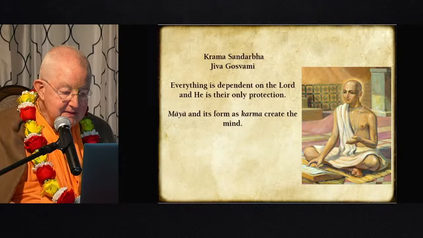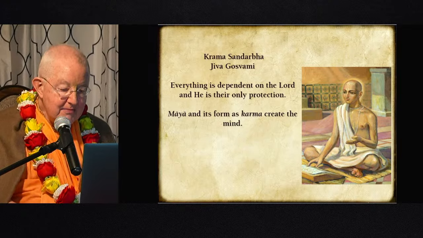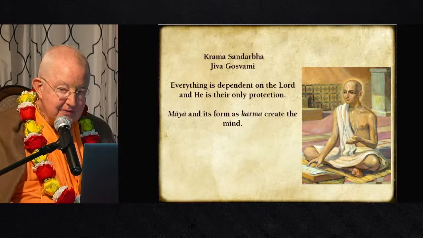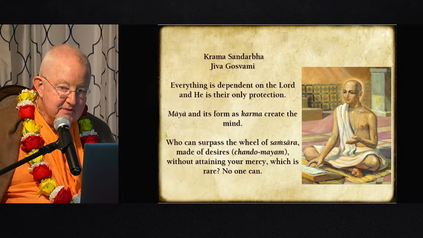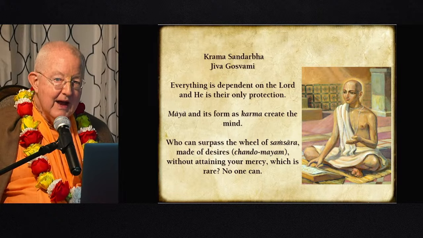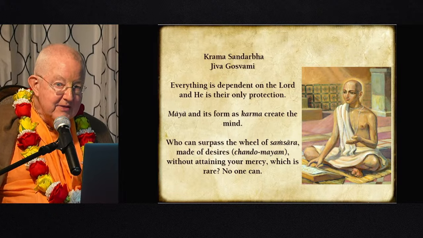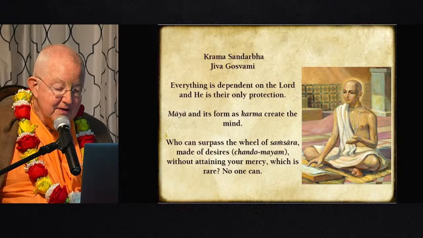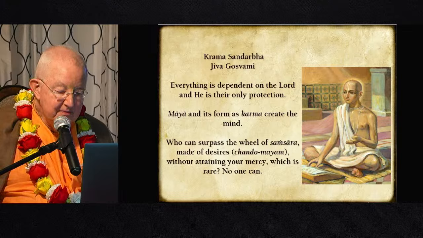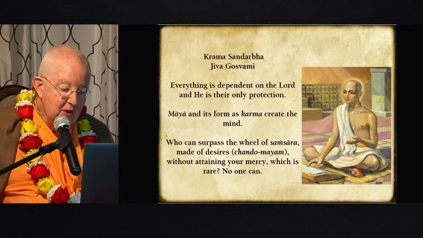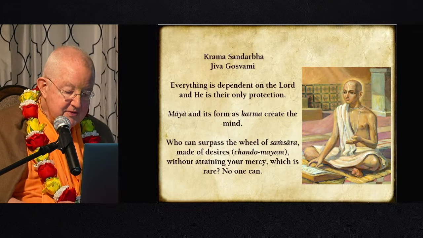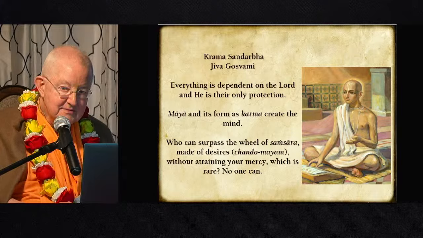Maya and its form as karma creates the mind. Of course, we heard how the elements, including the mind, are created by Mahavishnu. But the way Mahavishnu acts in the matter of creation is through the material energy. That's Maya. Who can surpass the wheel of samsara made of desires? There's this phrase, chando mayam, again, without attaining your mercy, which is rare. Answer: no one can.